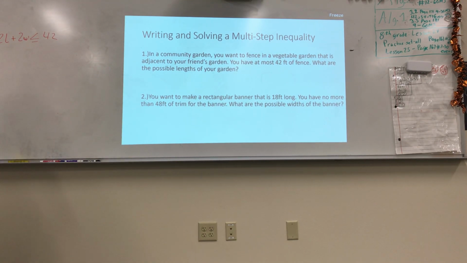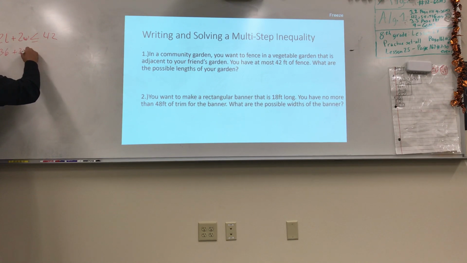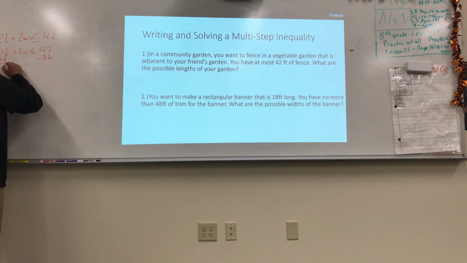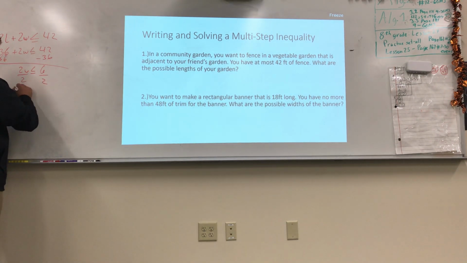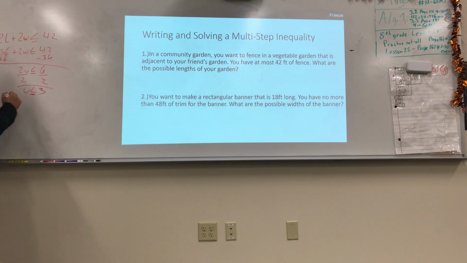It tells us that our banner is 18 feet long, so I'm going to sub that in for L, which means it's going to be 36 plus 2W is less than or equal to 42. Minus 36 from both sides, 36 minus 36 is gone. You get 2W is less than or equal to 6. Divide by 2, divide by 2. The width has got to be less than or equal to 3. And that would be the correct answer.